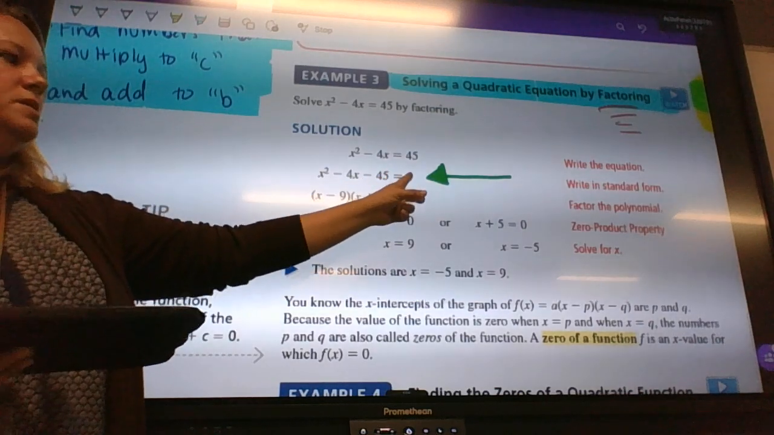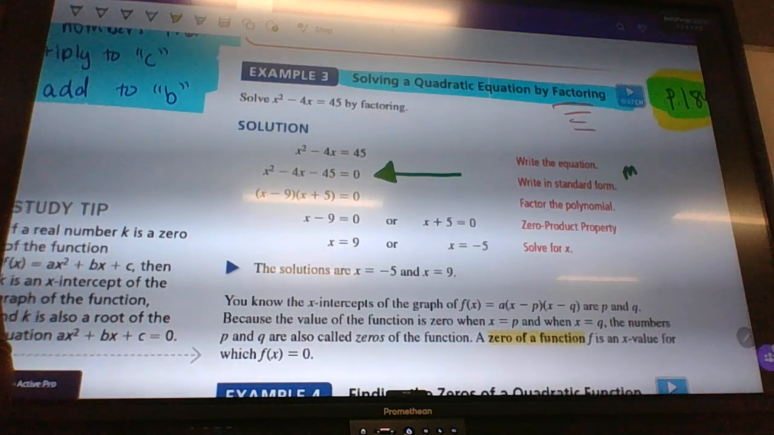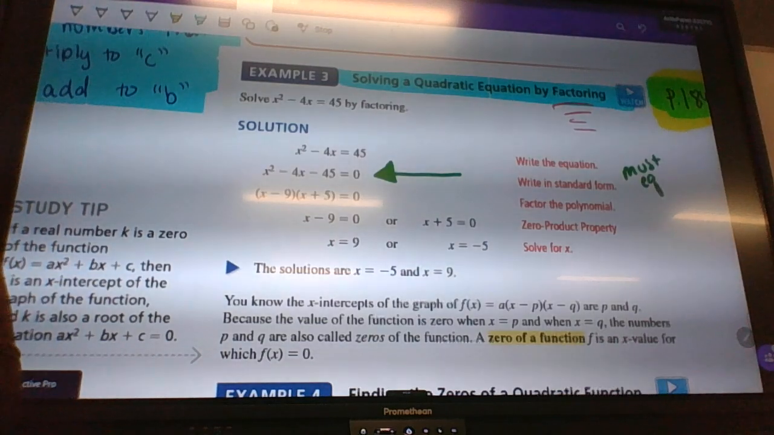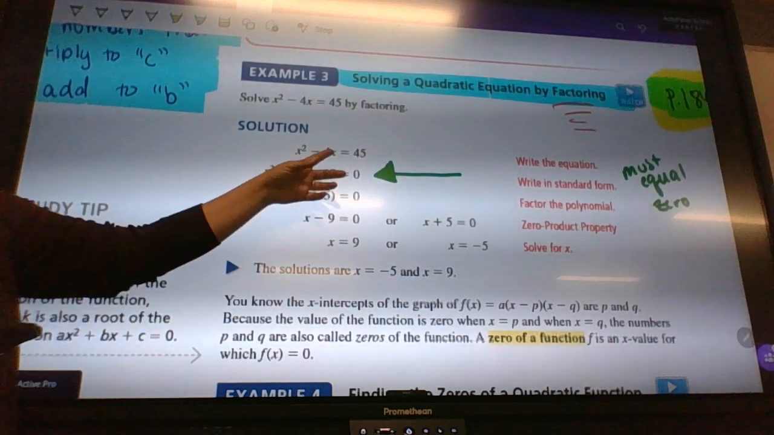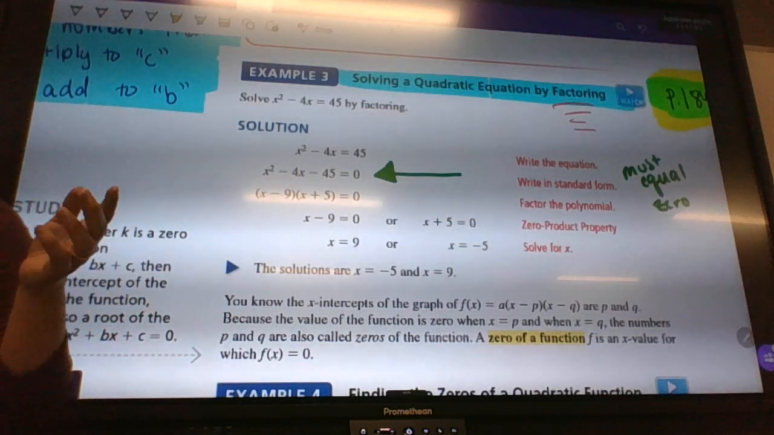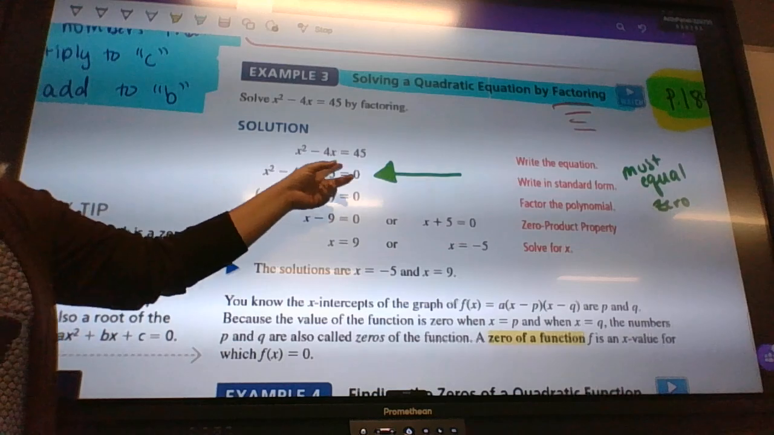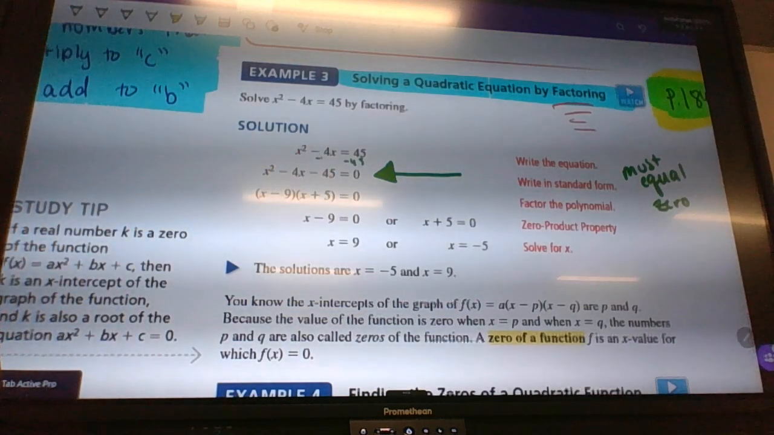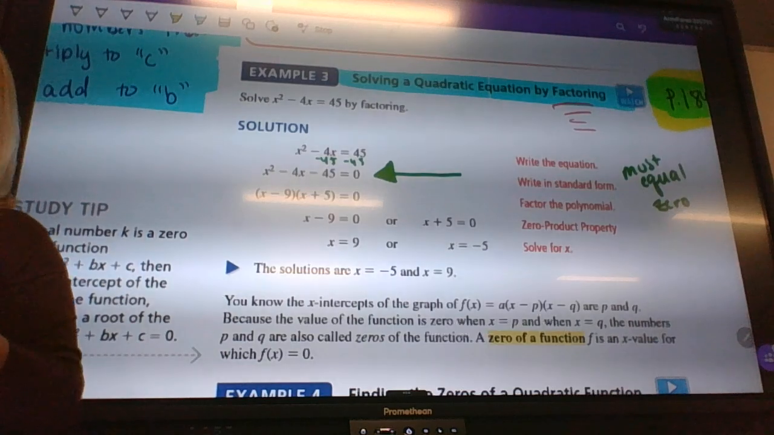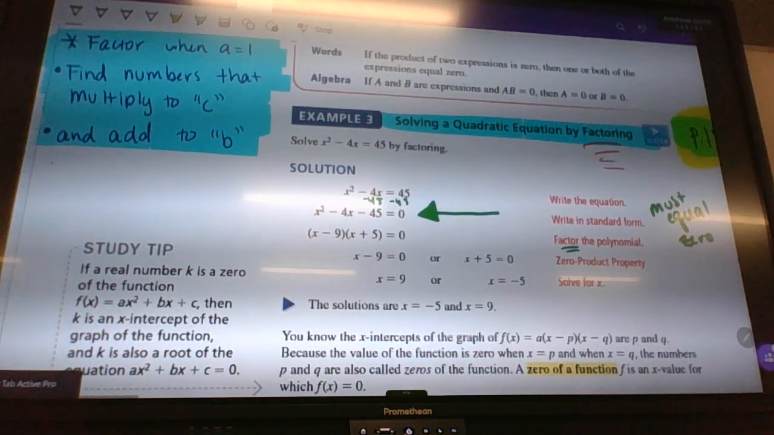You guys, the problem has to be set equal to 0. Make yourself a little note. So right off the bat, the book doesn't say, oh, it's standard form because it equals 0. They're saying, man, this is standard form. So they subtracted the 45 to make it equal 0. Then it says factor. Your book is assuming you know how to factor.